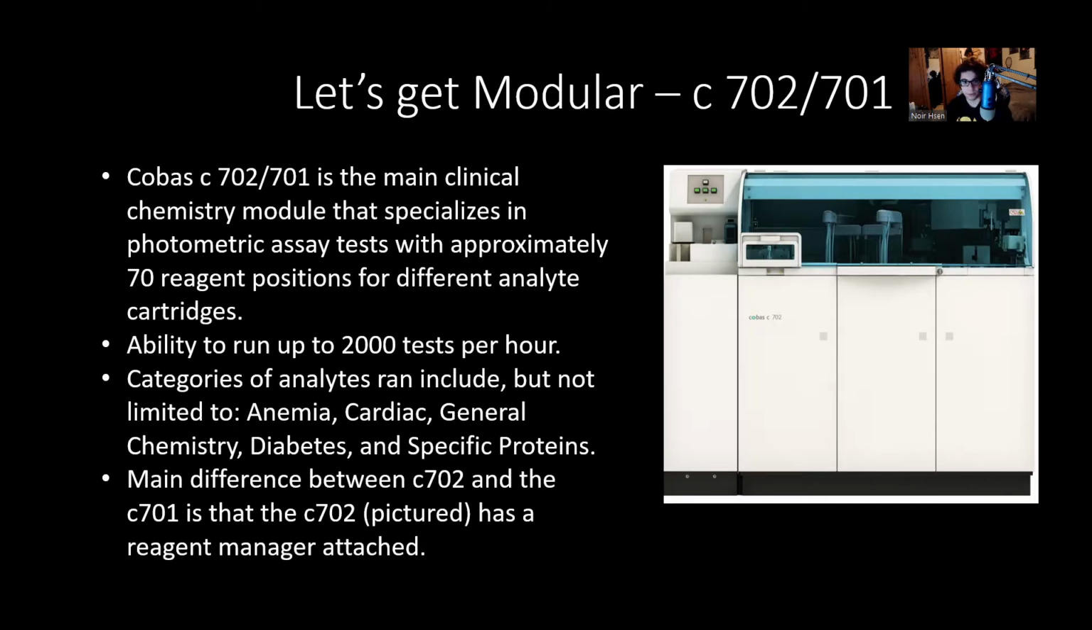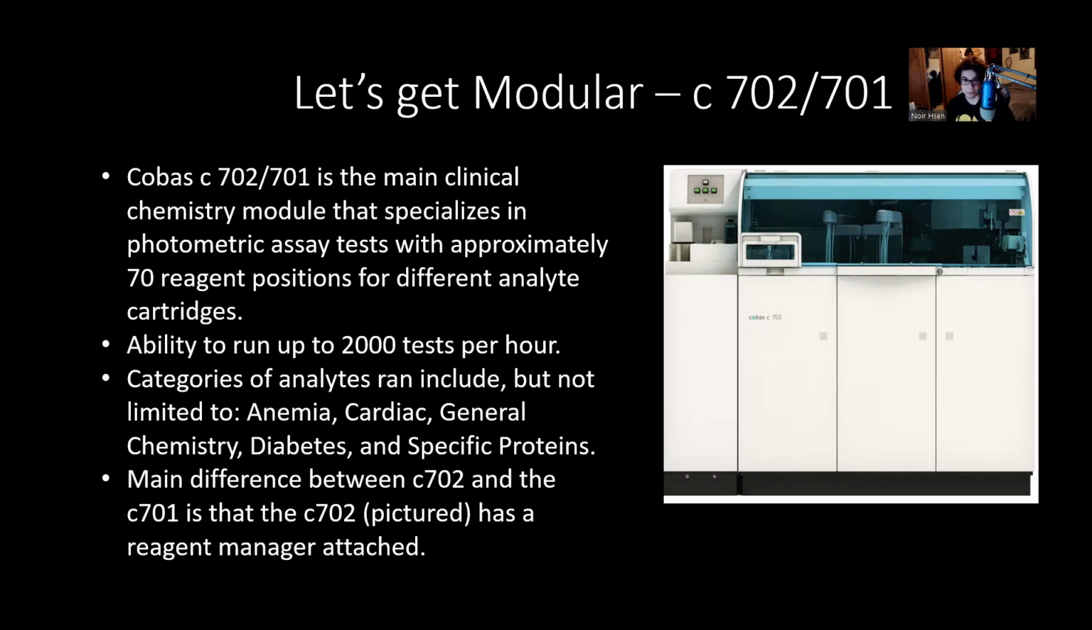702, 701. And you can see it here. This is the main chemistry module, so all the chemistry is going to be run here: anemia, cardiac, diabetes, proteins. Just the general things are run here, and it has 70 reagent positions, so you can load 70 reagents for 70 different analytes to be tested on one module.